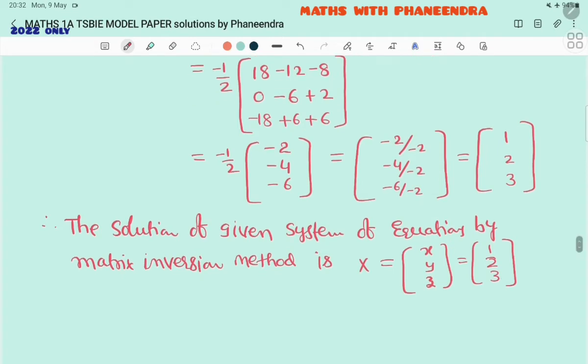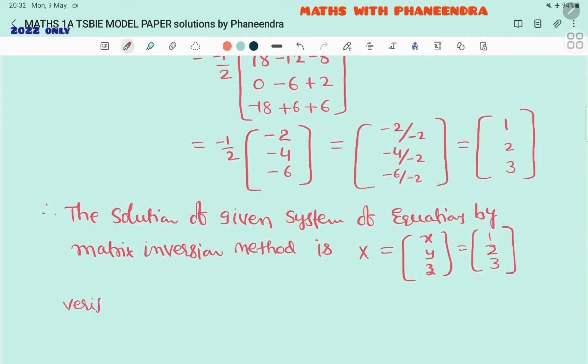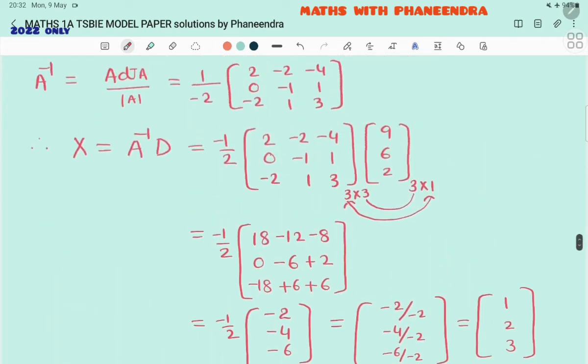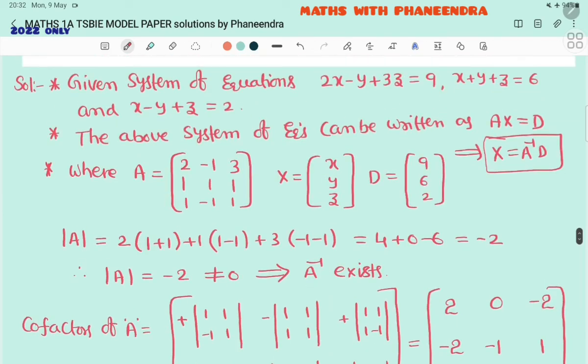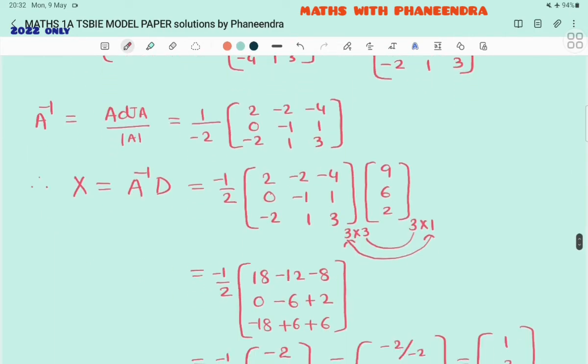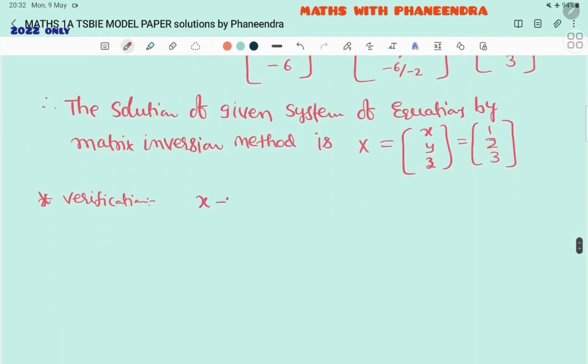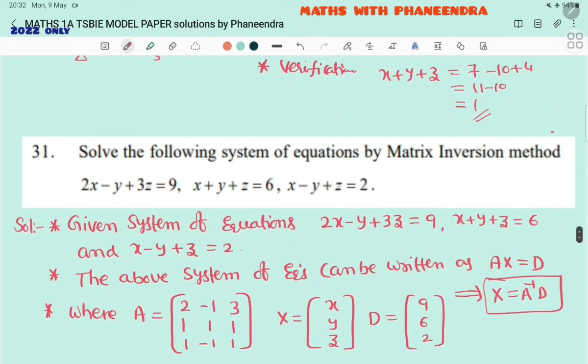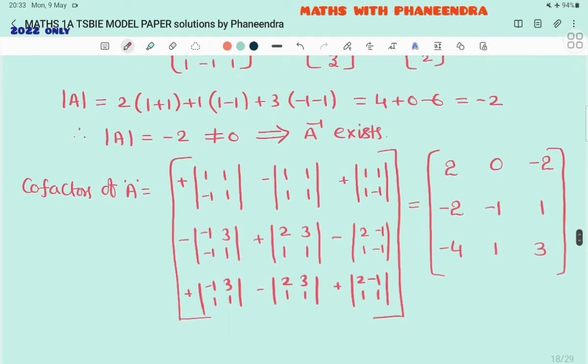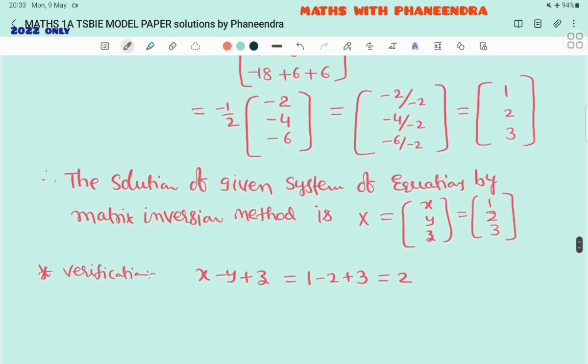So just verification, not compulsory to do that. Any one of the equations we can take. x, y, z value is 1, 2, 3, no? So for example, third equation, x minus y plus z. That value substitute: x value 1, y value 2 and z value 3. So 4 minus 2 is 2. So is this equation equal to 2 or not? So x minus y plus z is equal to 2. Equation is correct. So our answer is right.